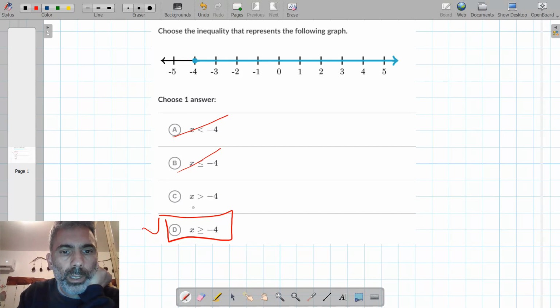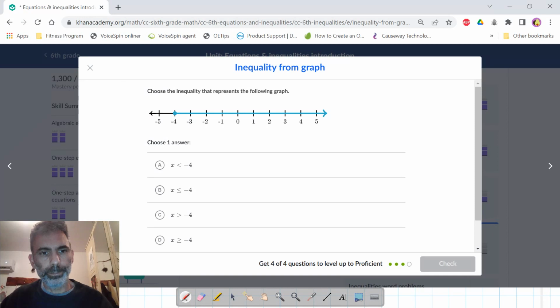And here x is greater than -4. The direction is correct, but here x cannot be equal to -4. And because of the full circle on the number -4, that graph means that x can also be -4 itself. So here does not include -4. So the only correct option is D.